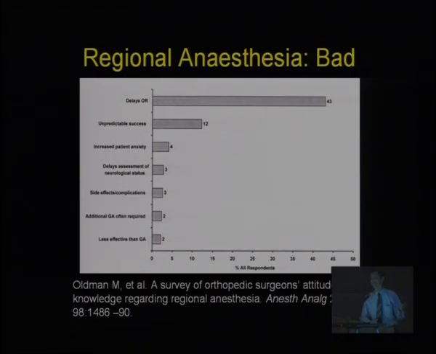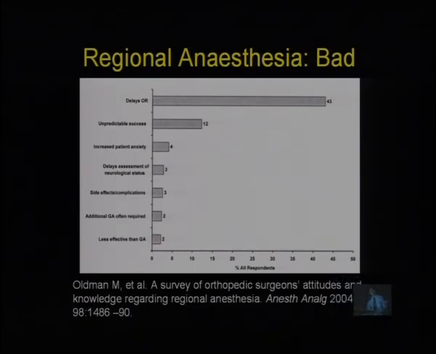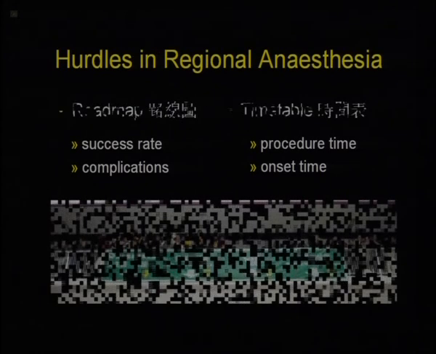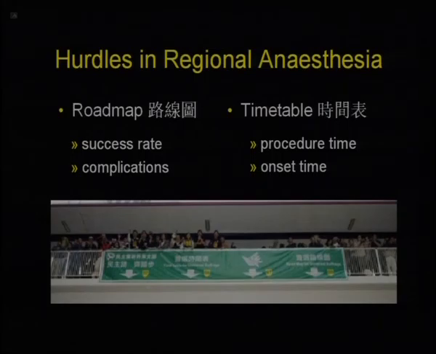They were asked also about the bad things. And not surprisingly, they list the delay in the OR being the major disadvantage of regional anesthesia. The other disadvantage is actually unpredictable successes and perhaps complications. So there are hurdles in regional anesthesia. The hurdles are the time, the procedure time, the onset time. And then there are the problems of success rates and complications. I grouped them under the two categories of problems that we have, the timetable and the roadmap that we talked about in the last couple of weeks.